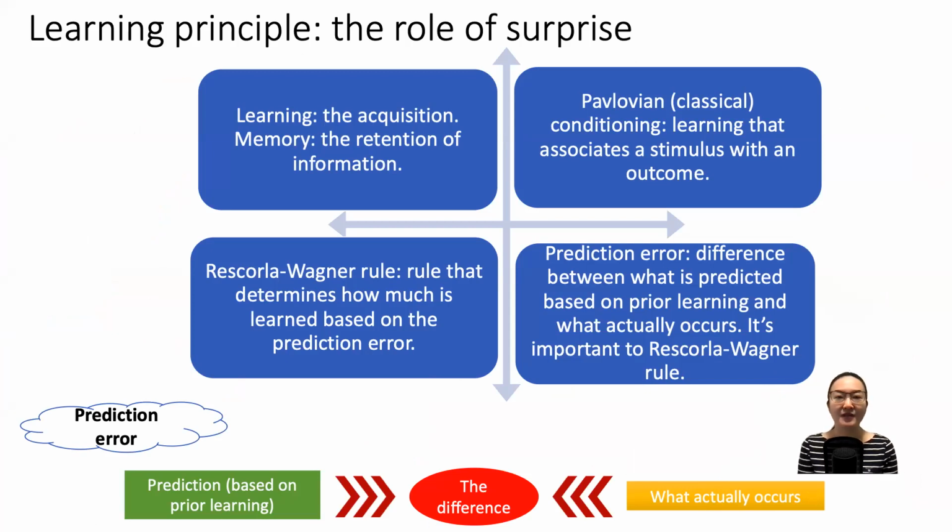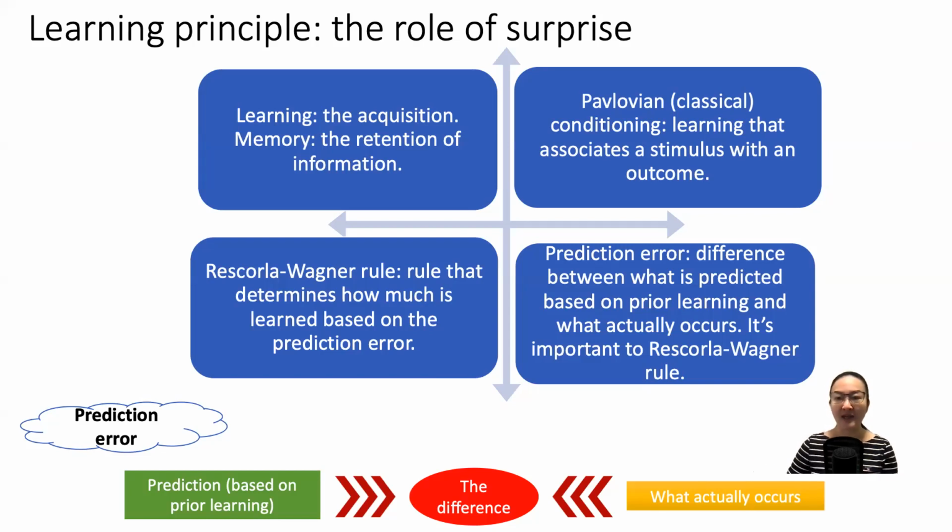Learning principle, the role of surprise. Learning is the acquisition of information. Memory is the retention of information. Pavlovian classical conditioning. It's about learning that associates a stimulus with an outcome. Rescorla-Wagner rule. It's a rule that determines how much is learned based on the prediction error.